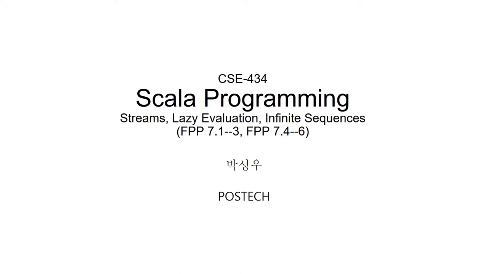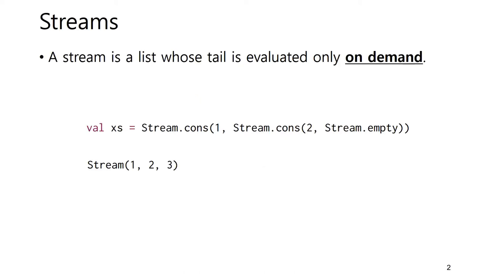This lecture is about streams, lazy evaluation, and infinite sequences in Scala. A good working definition of a stream is: it is a list whose tail is evaluated only on demand. So the way that we create a stream is quite similar to the way that we create a list.